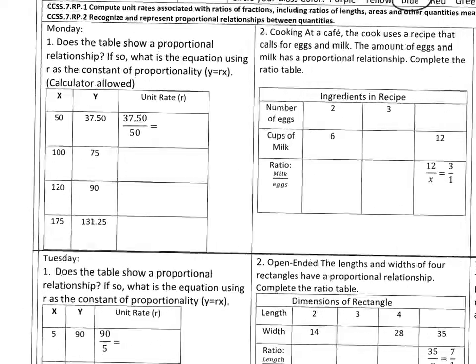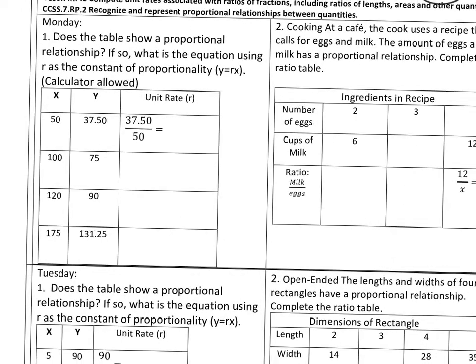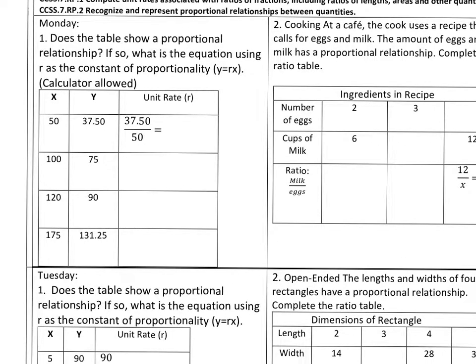Number 1 says, does the table show a proportional relationship? If so, what is the equation using r as a constant of proportionality, y equals rx? A calculator is allowed. So go ahead and circle or underline proportional relationship, and then constant of proportionality.